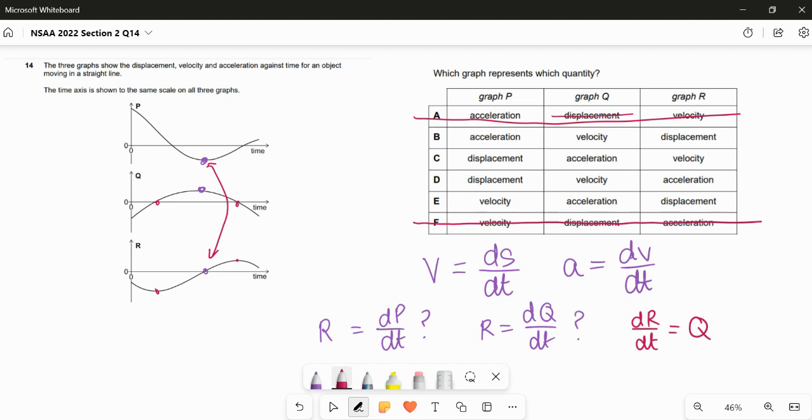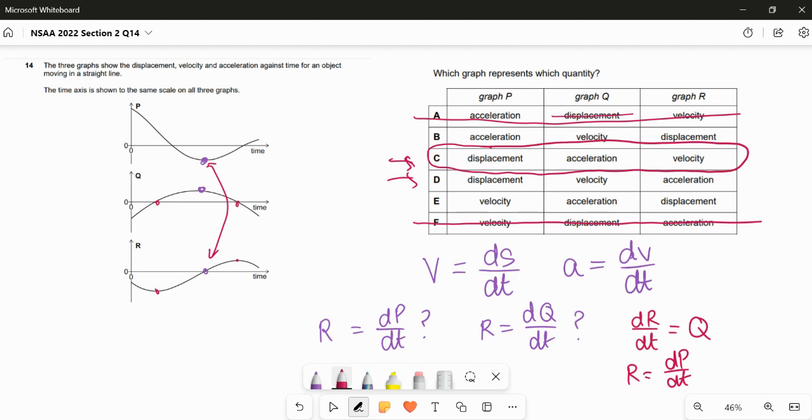So it seems reasonable here that R equals dp by dt. So that means R could also not be a displacement term. So we'd expect P to be the displacement term here. So we could either have this or this. And so we have R is a derivative of displacement. So R should be the velocity. And then Q should be acceleration. So our answer is C.